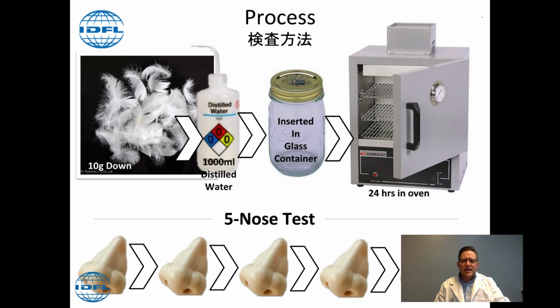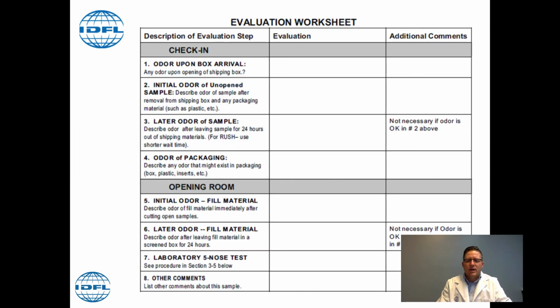The process for actually testing odor is first you grab 10 grams of down and add some distilled water to that, mixing it together in a jar, and then putting that in the oven for 24 hours. At the completion of the 24 hours, the jar is taken out and smelled by 5 individual analysts, and an average of their results is reported. The whole process within IDFL, however, is a bit more complex.